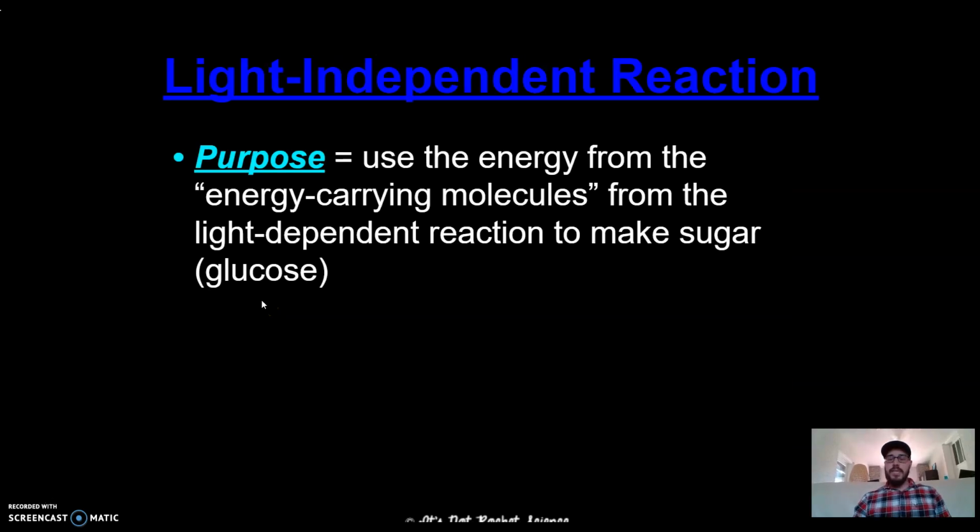And light independent reaction, this is the same thing as the Calvin cycle. This is the one I've been getting a lot of questions on. This is also the one that you need to know the least about. This is what you need to know.